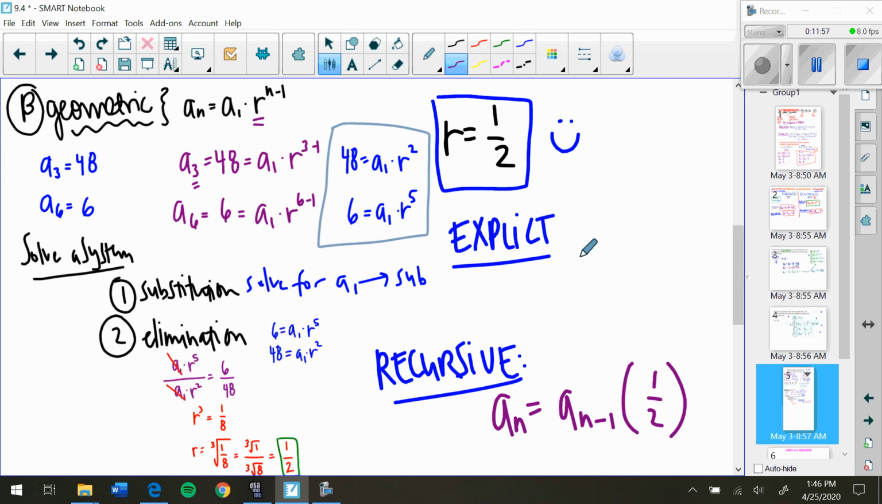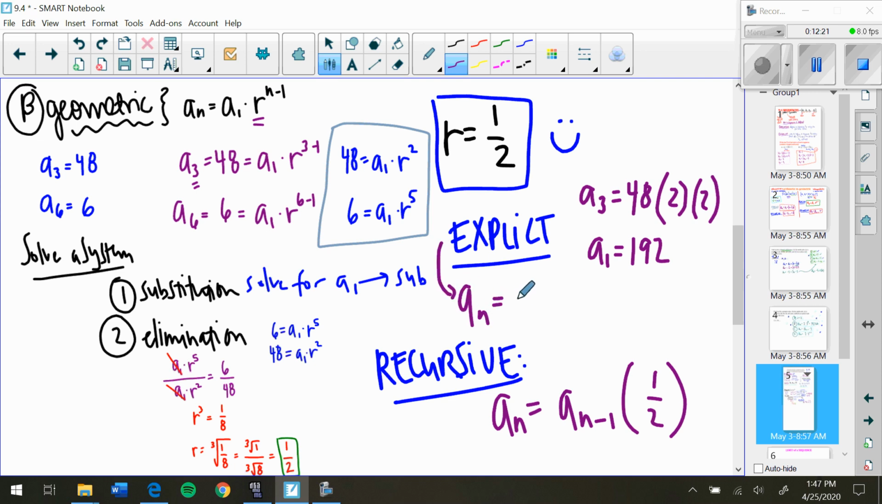I'm actually going to do finding our first term by multiplying our third term by 2 and 2 again. So I'm going to take a 3, which was 48. I'm going to kind of go backwards, so times 2 and times another 2 to get my first term, which would be, pause the video if you want, 192. That would mean our explicit definition is equal to 192 times the common ratio, which is 1/2, to the n minus 1.